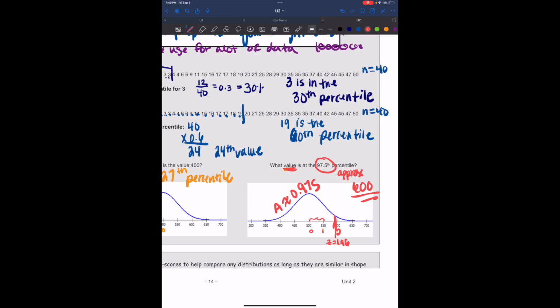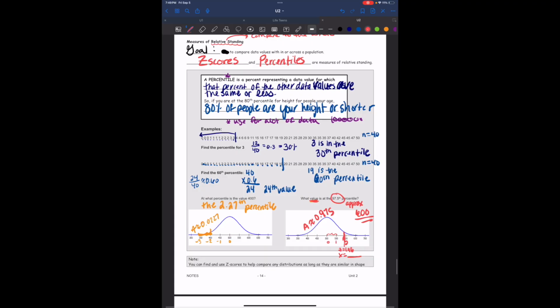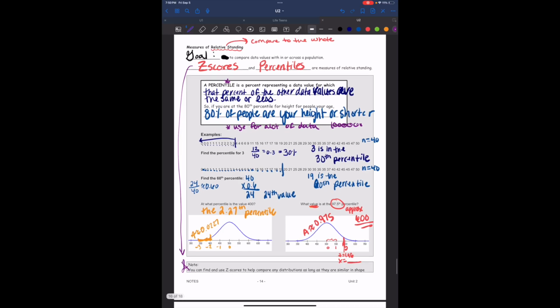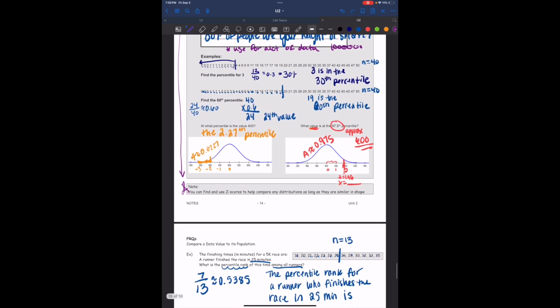We could work backwards and find the value. I just don't feel like it right now because I'm lazy and it's Friday and it's almost 8 o'clock. Anyways, with that being said, just a note for your future: you can use z-scores to help you make comparisons. It doesn't have to be a normal distribution. You just have to make sure that they're similar in shape. Then you can compare how far away they are from the mean on average. So that's about it for today, and then we're going to wrap up with some FRQs here in a moment.